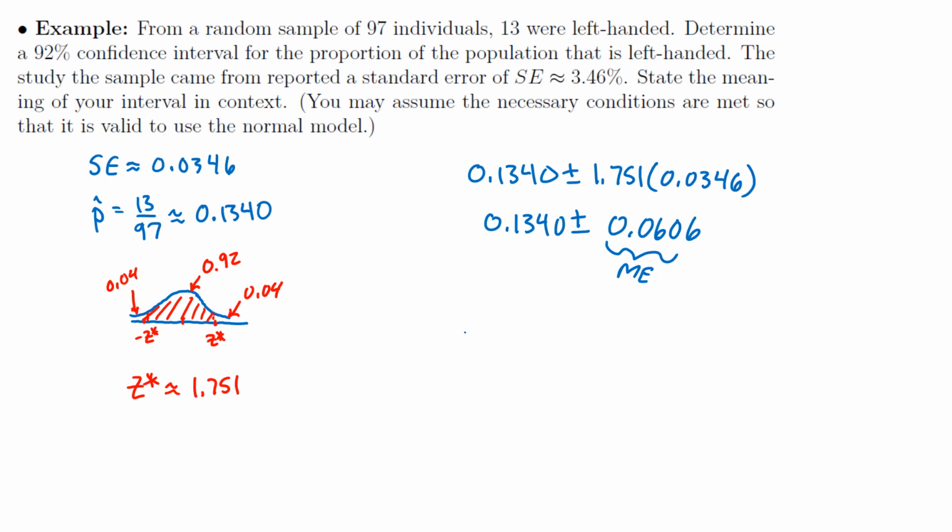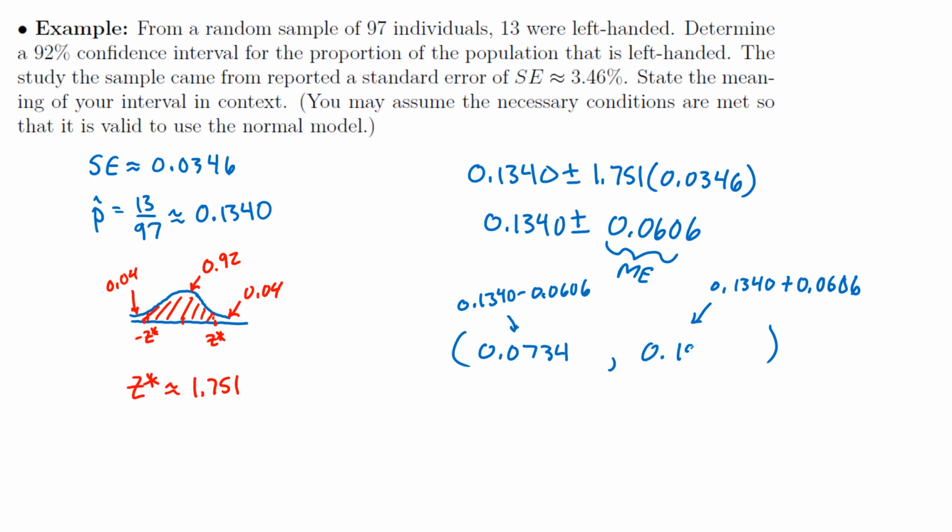And so my confidence interval, and let me just be real clear so that there's no confusion at all about where all this is coming from. This lower one is literally me just taking 0.1340 minus 0.0606, and that gives me 0.0734. And in this one, I'm taking my point estimate plus 0.0606, and that gives me 0.1946.